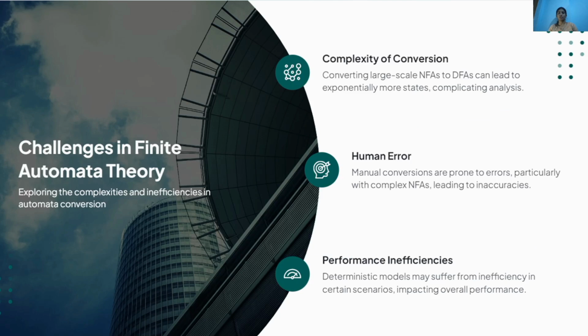Next, what are the challenges in finite automata theory? First, we have complexity of conversion. Converting large-scale NFAs to DFAs can lead to exponentially more states, complicating analysis. Next, we have human error. Manual conversions are prone to errors, particularly with complex NFAs, leading to inaccuracies. Third, we have performance inefficiency. Deterministic models may suffer from inefficiency in certain scenarios, impacting overall performance.